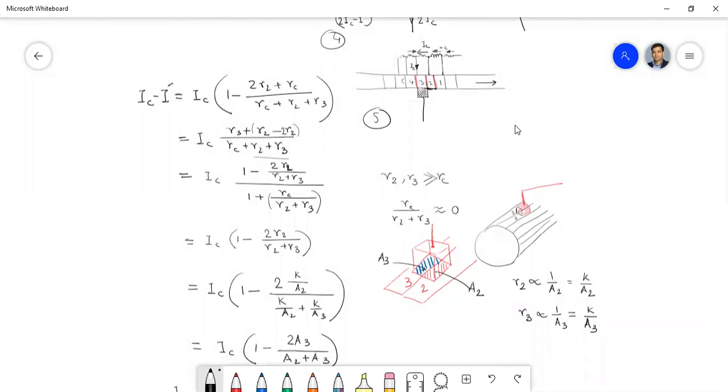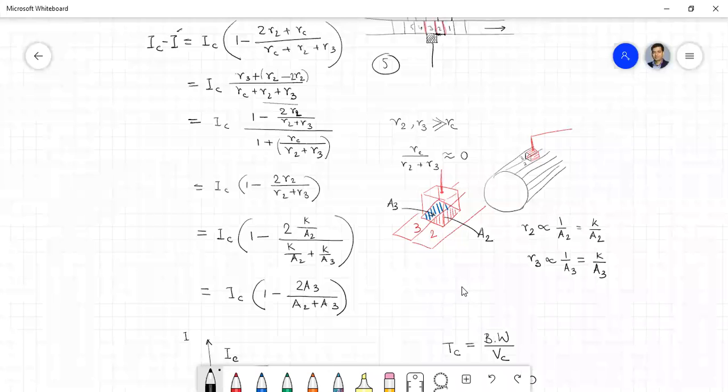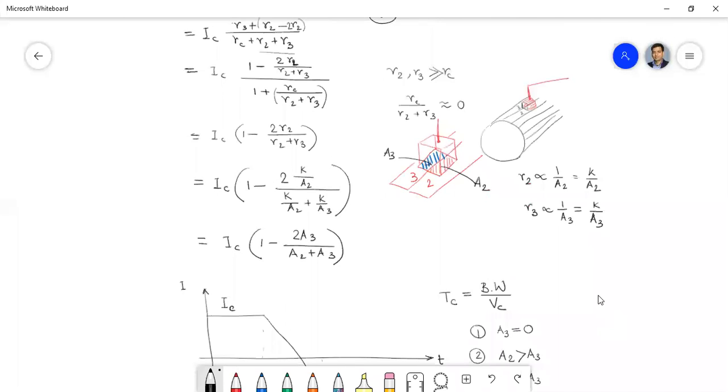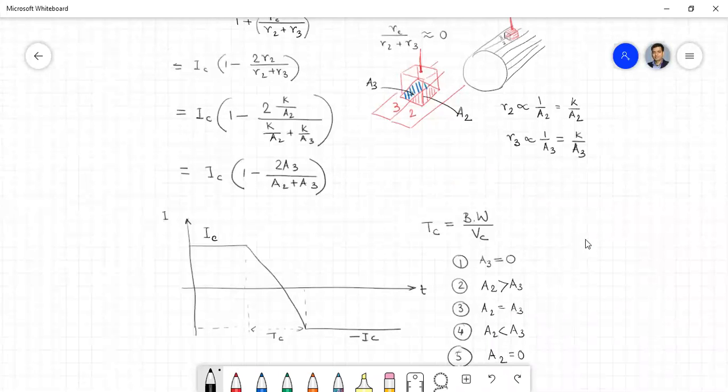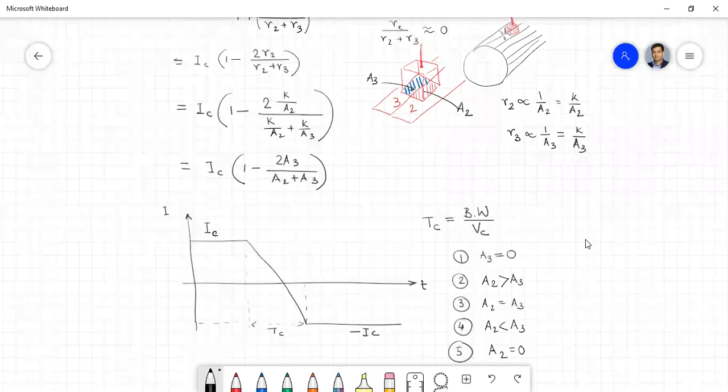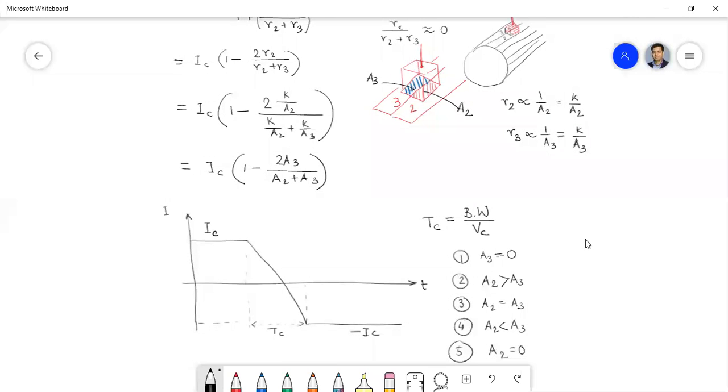So you have seen how the current flowing through the coil under commutation varies with time, and for different instances, we took 5 different instances, and how the current varies in these 5 different instances.